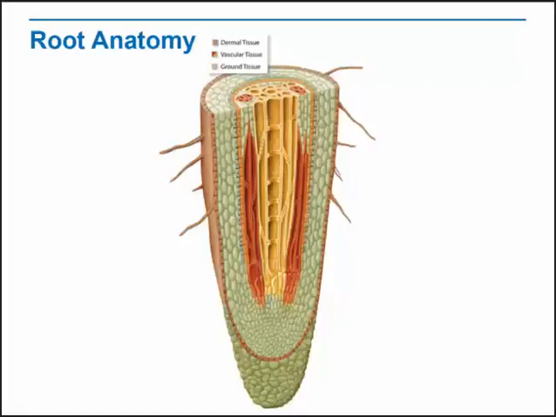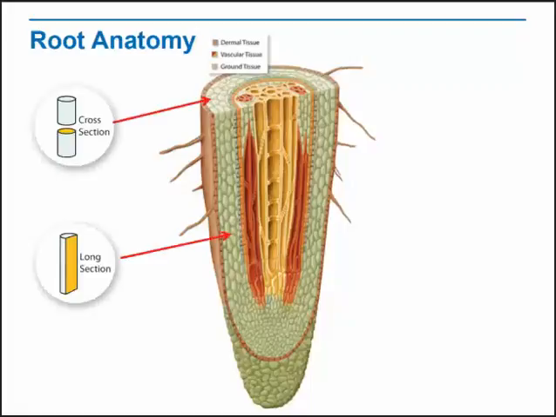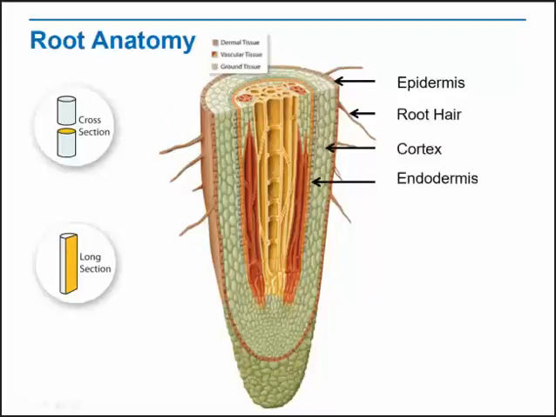This diagram shows a root not only as a cross-section, but also as a long section. The dermal tissue in roots provides protection and absorption. The epidermis is the cell type that makes up the dermal tissue in roots. Dermal tissue in roots also includes root hairs. These thin cellular projections penetrate the spaces between soil particles and produce a large surface area that allows water and minerals to enter. Just underneath the dermal tissue is ground tissue.